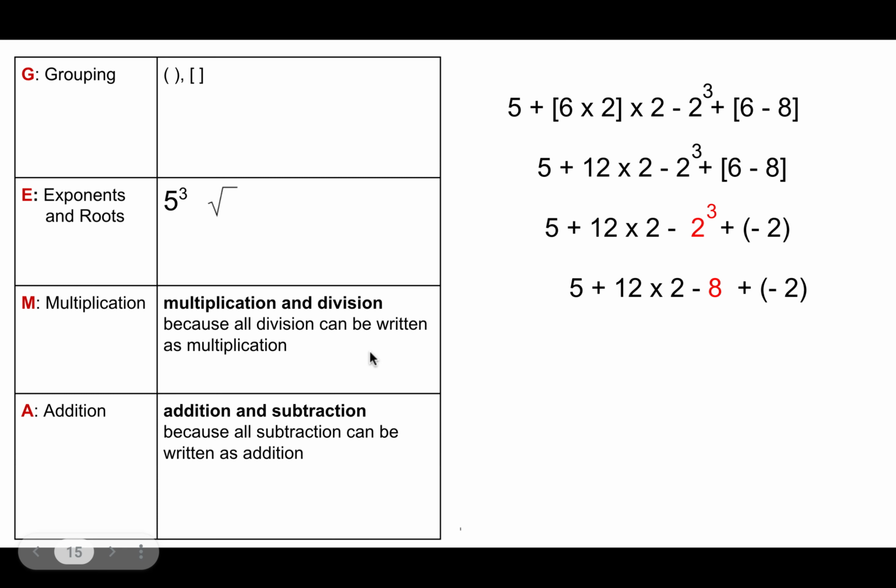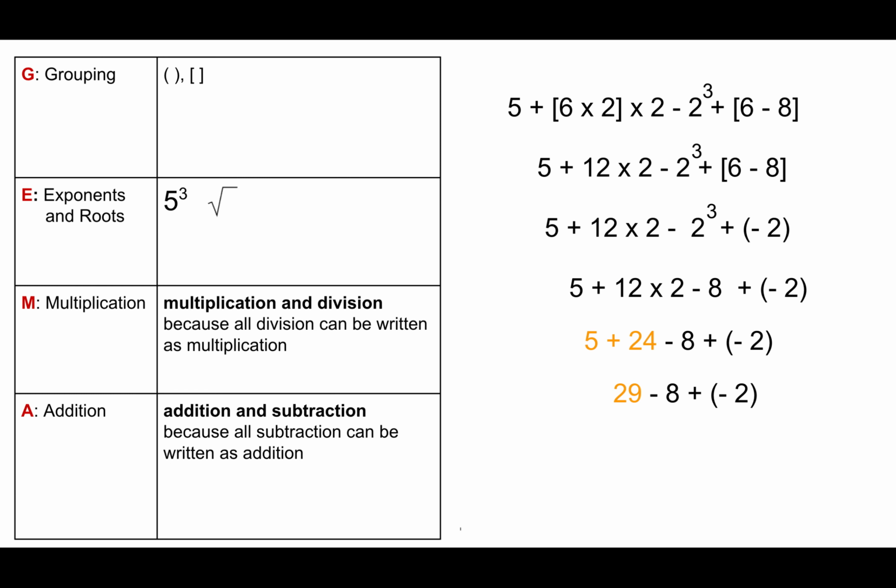And I'm looking for my multiplication and division. And I see a multiplication here with the 12 multiplied by 2. So the product of 12 and 2 is 24. So I'll put 24 underneath my 12 multiplied by 2. Again, it's getting shorter. I don't see any more multiplication or division. So now we're at the addition and subtraction. And for my addition and subtraction, we just go from left to right. So I will start with my 5 plus 24, which is 29.